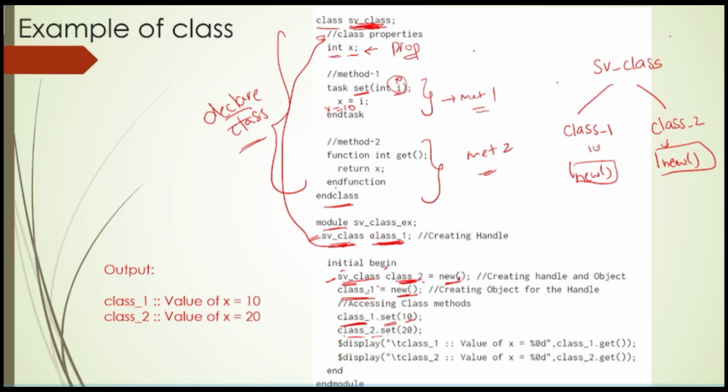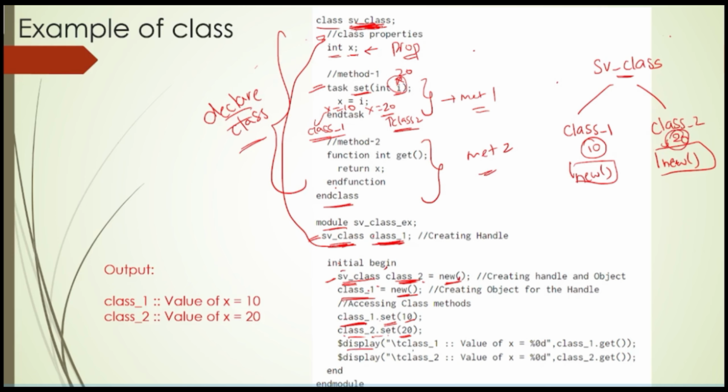Similarly, class 2 dot set. Class 1 has the value 10. For class 2, as I already told you, different handles can store different values. So for class 2 I am passing 20. Class 2 also belongs to this same sv class, so again it will go to set and give the value 20. So the x value is 20 for class 2 and 10 for class 1. Even though the method is the same, the handles are different.